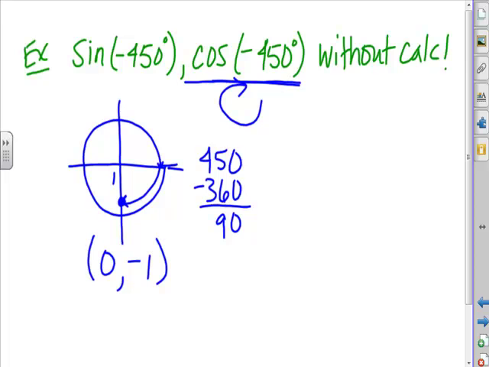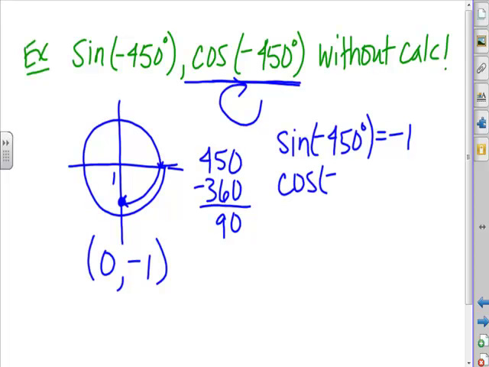So if I need to figure out what the sine and the cosine are, then I just say, oh, that's no problem for me. The sine of negative 450 corresponds to my y value, which is negative 1. And the cosine of negative 450 corresponds to my x value, which is 0. And you can confirm that on your calculator.